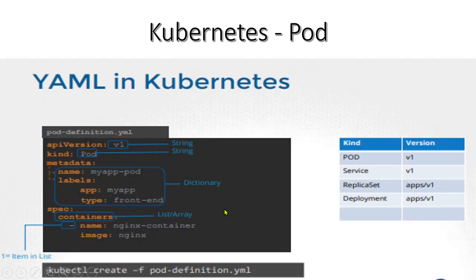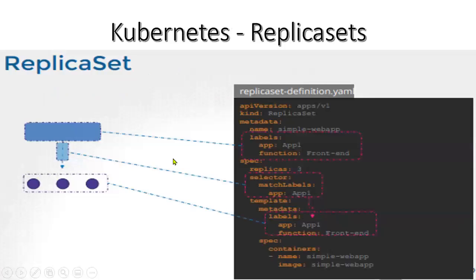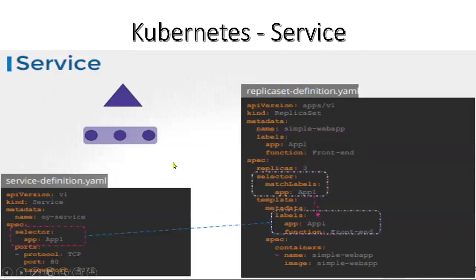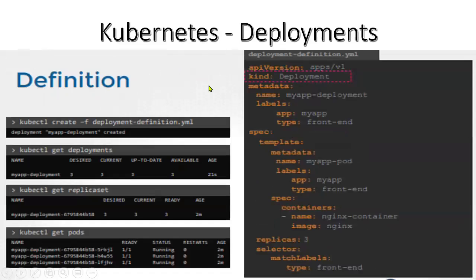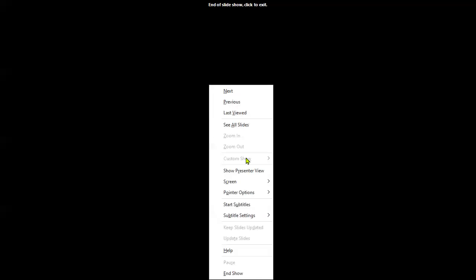Now see, kind can be your pod, service, replica set, or deployment, and API version: for pod and service, you give v1, and for replica set and deployment, you give apps/v1. And how you execute? You execute by saying kubectl create -f and the definition file, YAML file. So we'll be doing that now. We'll be creating replica sets, and we'll be creating service, and we'll be creating deployments. So let's get into the lab.